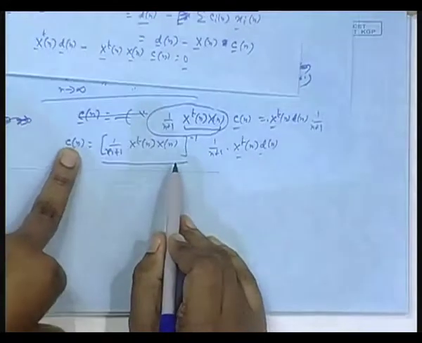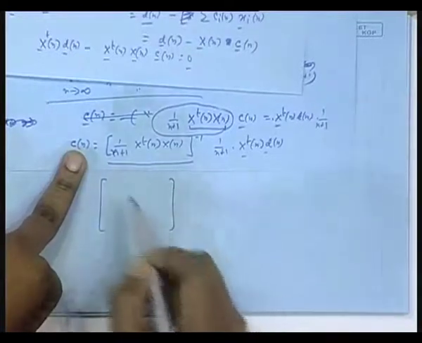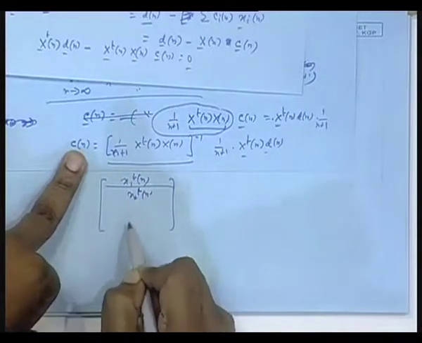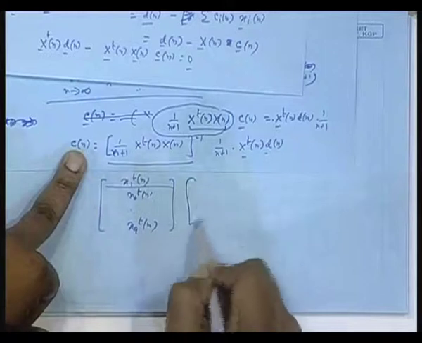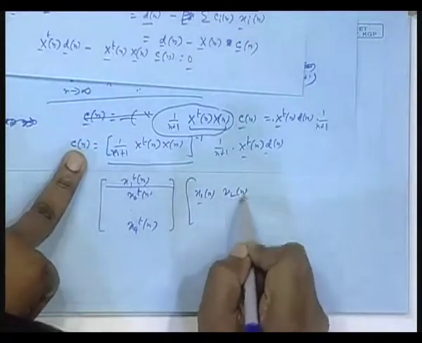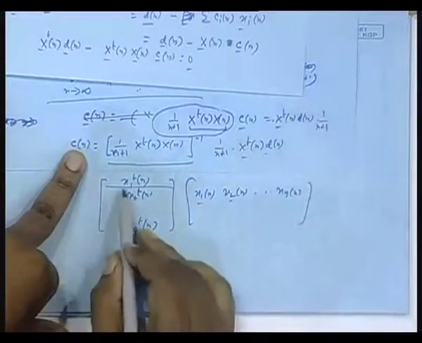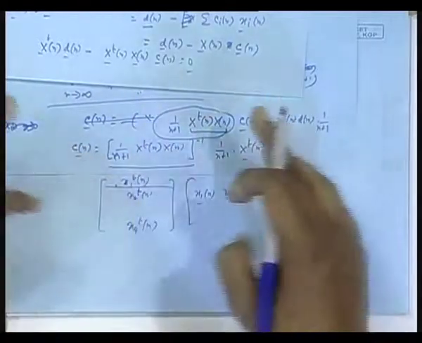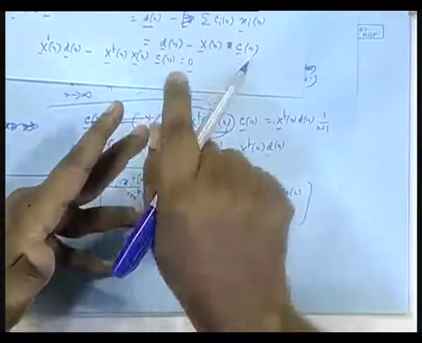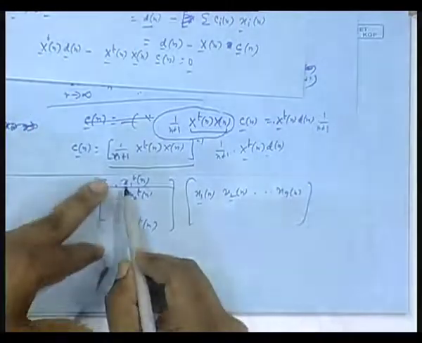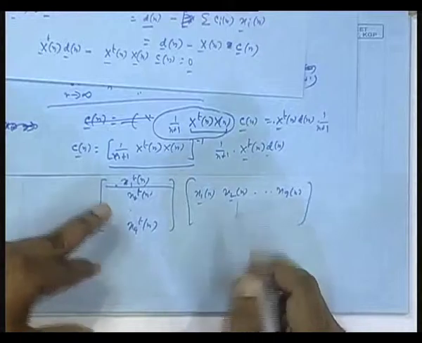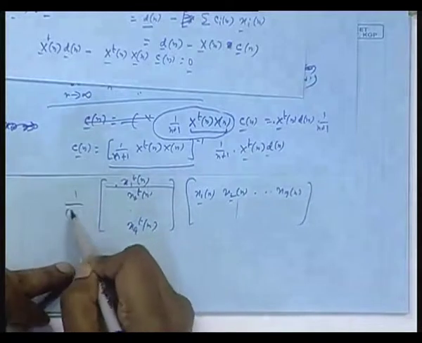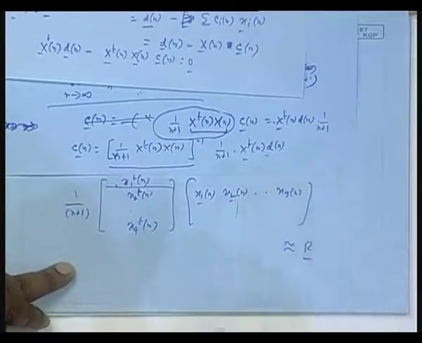X transpose x means what? Very quickly, the first row is x1 transpose n, x2 transpose n, dot dot dot xq transpose n, and here x1 n, x2 n, dot dot dot xq n. First one will be x1 transpose with x1, norm square of the vector divided by n plus 1. For large n, it will be a good estimate of the autocorrelation, the variance of that random variable x1. Then x1 transpose x2 will be the correlation between x1 and x2 for large n. So, this entire quantity for large n will be approximately equal to R.